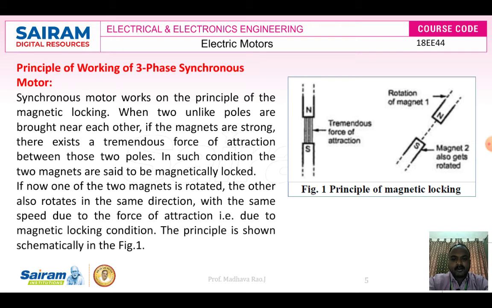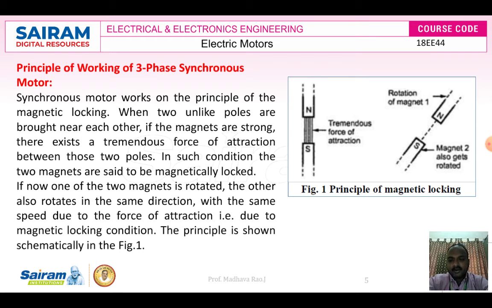The magnets are strong. There exists a tremendous force of attraction. The more force will be created between two unlike poles. In such a condition, the magnets are said to be magnetically locked. So if we take unlike poles and keep them nearby, side by side, the magnetic locking property will happen.